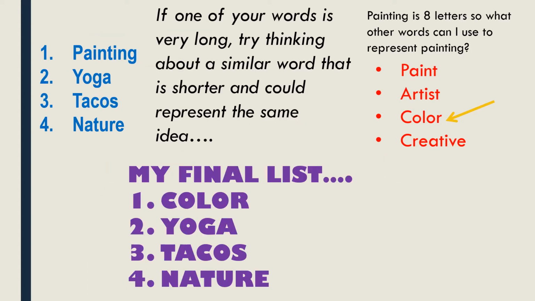Then I realized that a few of my words were a little bit longer and might be difficult to fit into the boxes that I've created for my art. So then I went through some brainstorming and tried to come up with some words that might be shorter that would work better. So for instance, the word painting is a word that is 8 letters. And so instead, I went through and I wrote paint, artist, color, and creative, and I chose to use color instead because it's shorter and it will fit better in my artwork.